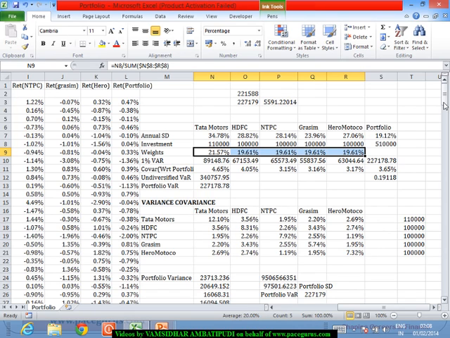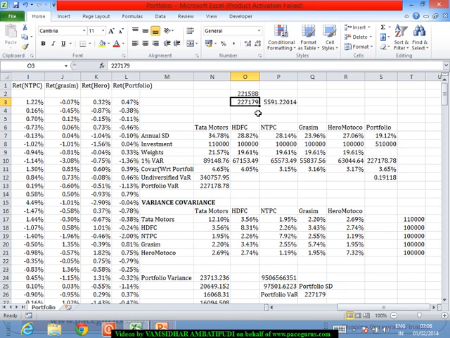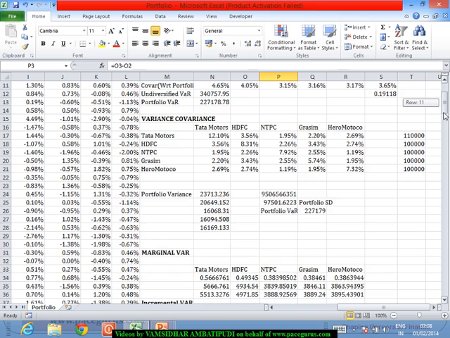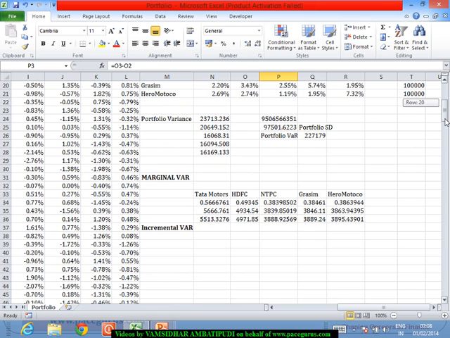Just like the way we have looked at now, initially the VAR was 221,000, but the moment I added 10 more thousand to Tata Motors, the VAR has become 227,000, adding up a difference of 5591, whereas the marginal VAR in this case was only 5513.